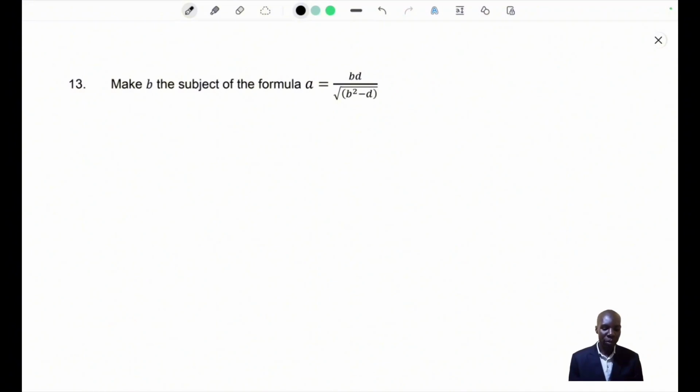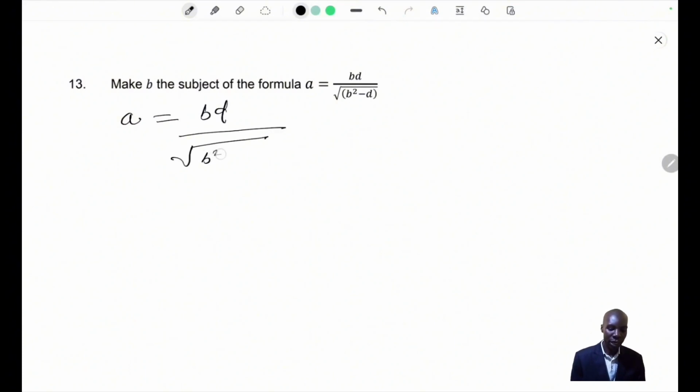Number 13, make B the subject of the formula. So what we are given is A equals BD over root of B squared minus D. So we want to make B the subject of the formula.